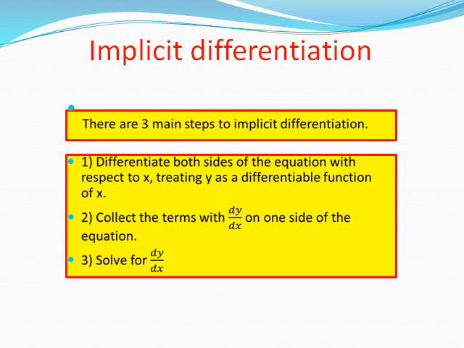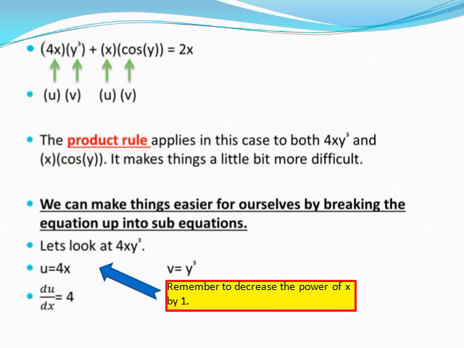Firstly, we differentiate both sides of the equation with respect to x, treating y as a differentiable function of x. Then we collect the terms with dy/dx on one side of the equation, and then we solve for dy/dx. In this question we have two products on the left hand side, so we'll use the product rule. Because this could get a little messy, we'll look at them separately. First, we'll take 4xy cubed and solve that using the product rule. Remember, the product rule can be found in your maths log tables.